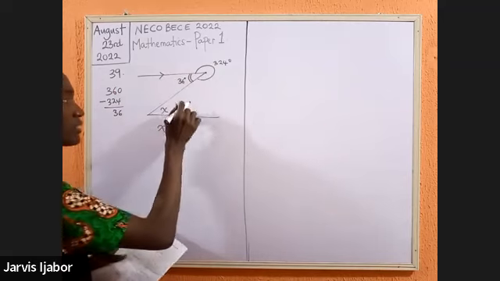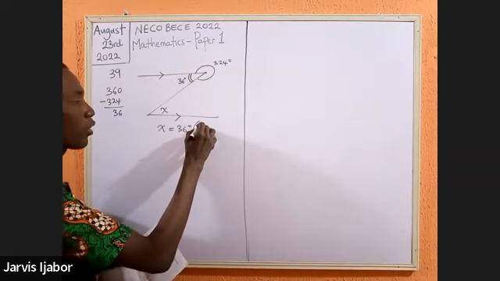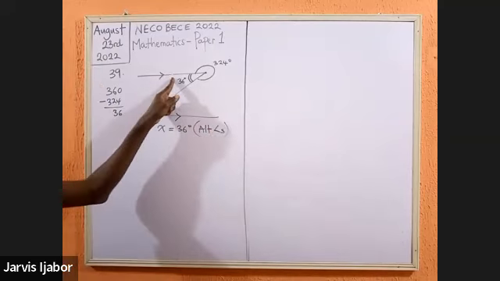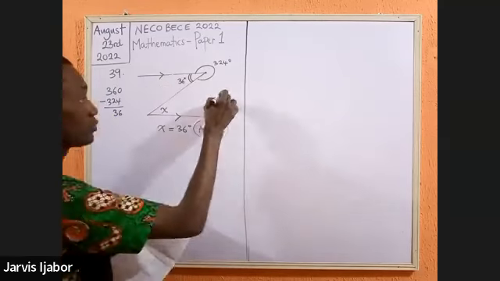Why is X equal to 36 degrees? This line is parallel to this. So we say that they are equal because they are called what? Alternate angles. They are alternate angles. This angle alternates with this. So that will be 36 degrees. So that option will be C.